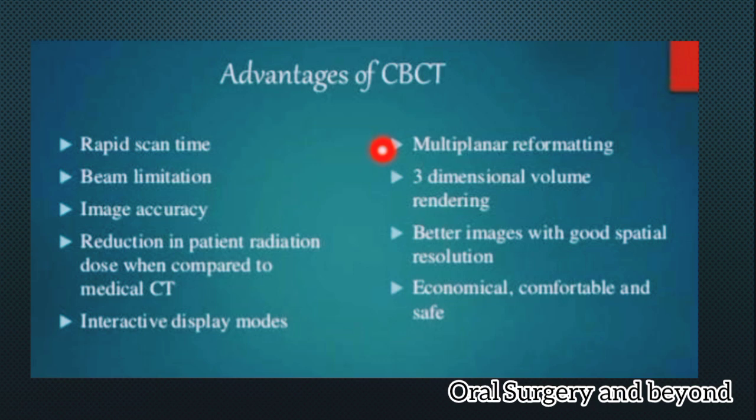The advantages of CBCT: as we know, CBCT has a rapid scan time. It has minimum or little radiation exposure. Image accuracy is the highest among all forms of radiology. There is a reduction in patient radiation dose compared to other medical CT scans. So it's better to always advise CBCT scans for head and neck, if available, rather than normal computerized CT scans.